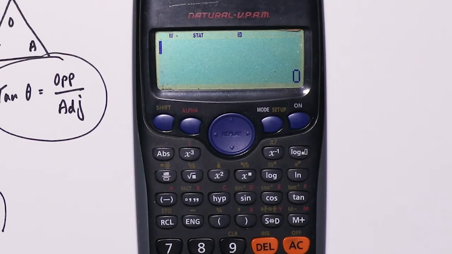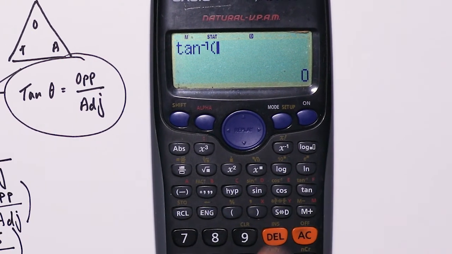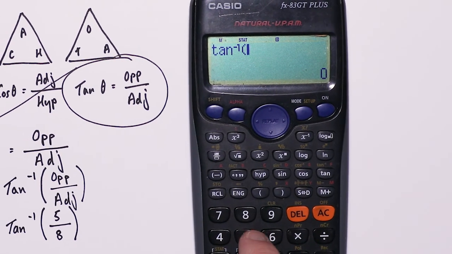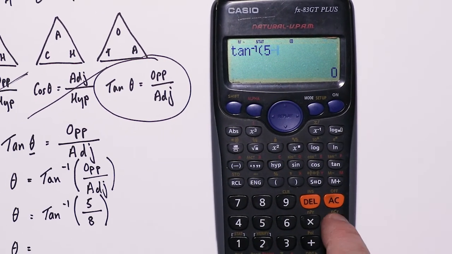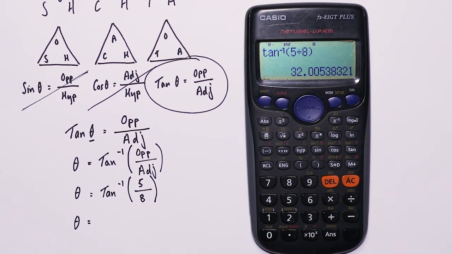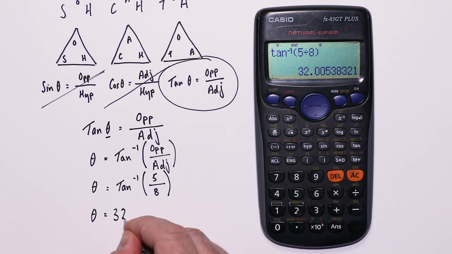I need the inverse tan, so I press Shift and then the tan button, and you'll see there's the tan minus 1, inverse tan. 5 divided by 8, close the brackets, equals 32. So that's 32 degrees. The angle in our triangle is 32.